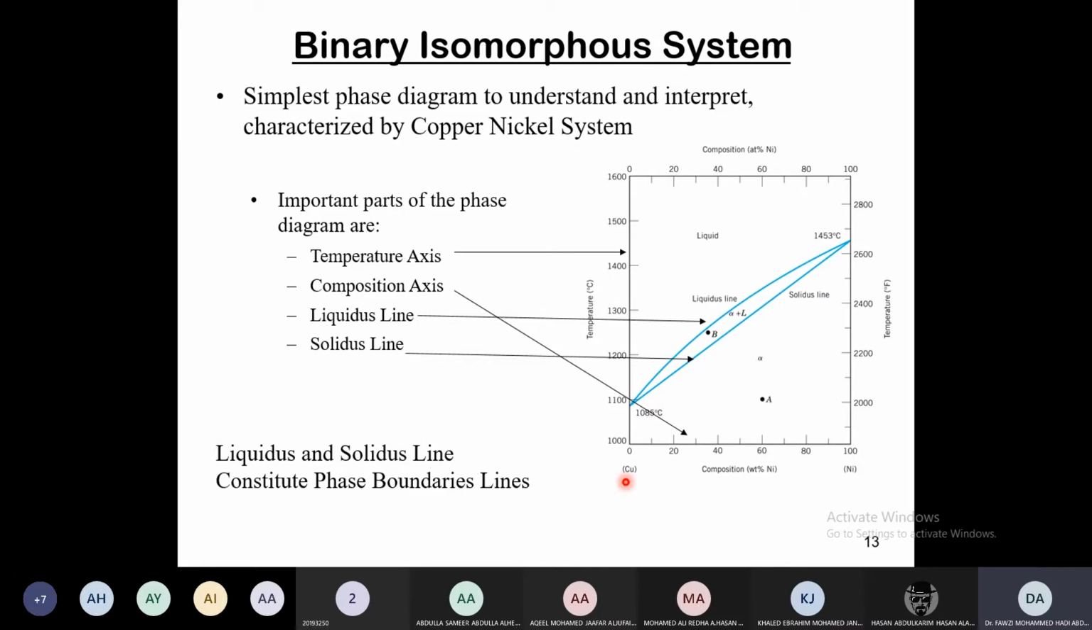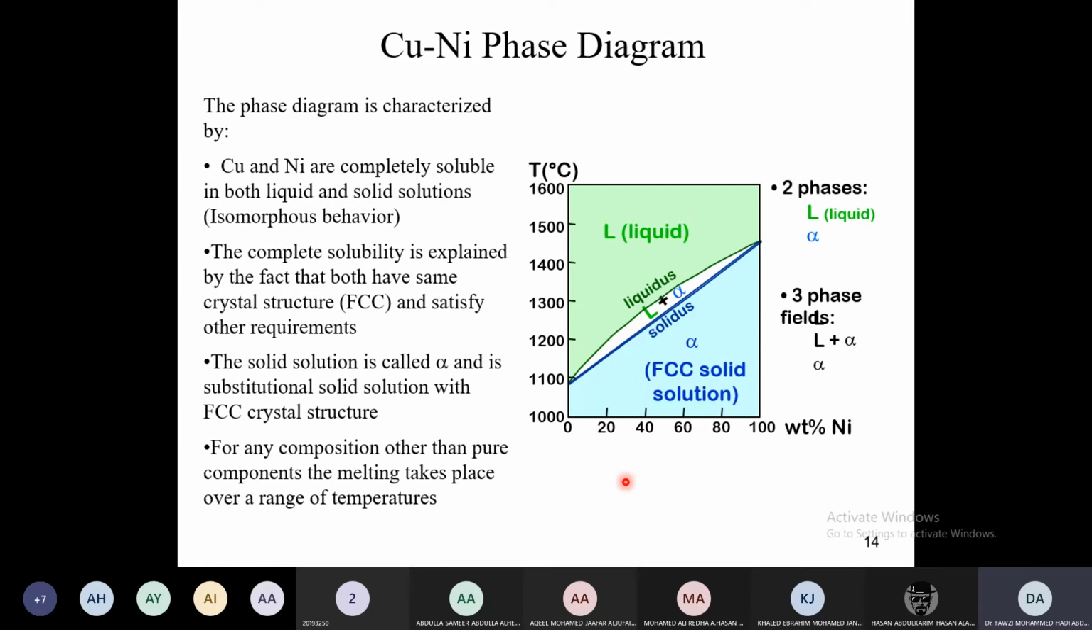This is an important characteristic of what happens to metals when they are pure and non-pure. I want you to notice this because in the next phase diagram we are going to see something which contradicts that, and we are going to explain that in the next phase diagram. So let's continue with the copper nickel system.